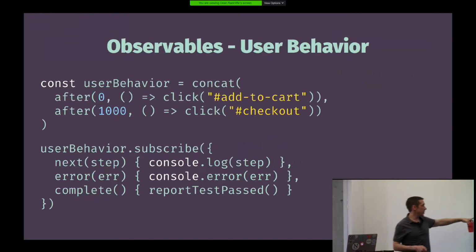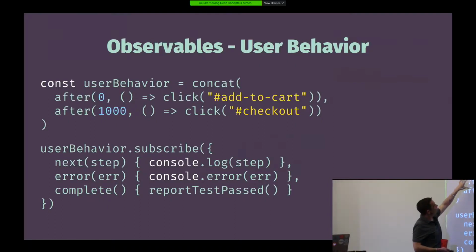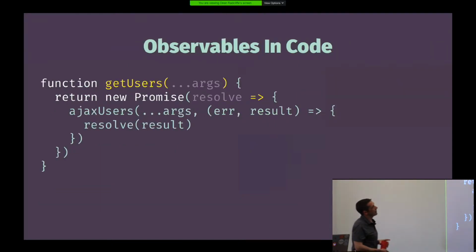And because there's next events, those are the data, there's error events and complete events, the three different color marbles that you saw, you can have three callbacks. All right, so promises take two, observables take three. Small price to pay for the flexibility, I think. Any questions about this one? Again, it's concat and after. So I'll say something about where those come from in a minute, I think, the next slide.